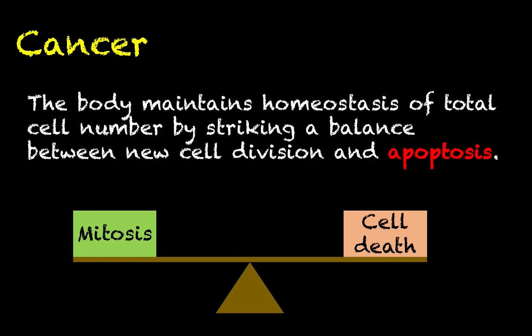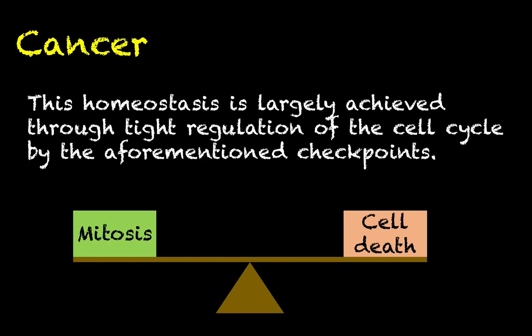So the body maintains homeostasis of the total cell number, which is for most people about 30 trillion or so, by striking a balance between new cell division and cell death, the most common type of cell death being apoptosis. So if someone is going to maintain a constant number of cells in their body, we need to have a good balance between new cells being created and old cells dying off. This homeostasis is largely achieved because of that tight regulation of the cell cycle that we talked about before, having proper oversight of cell cycle progression with those checkpoints.